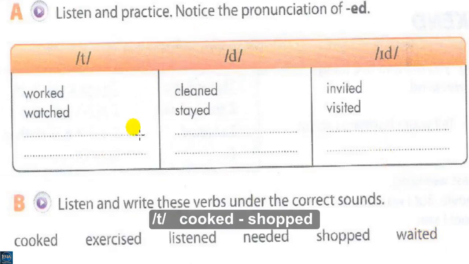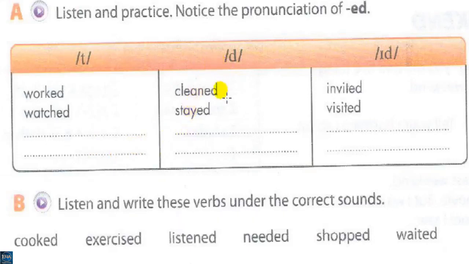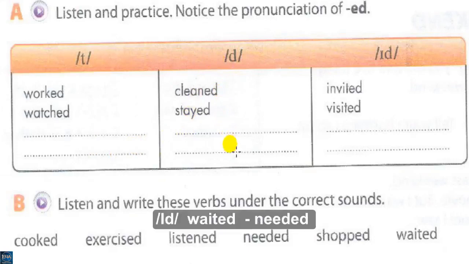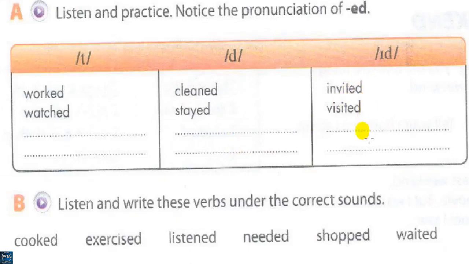The answers. Number one, t: worked, watched, cooked, shopped. D: cleaned, stayed, exercised, listened. Id: invited, visited, waited. In American English, we can make the T a soft D, so we can say waited, needed.